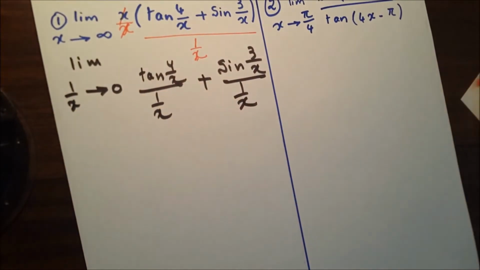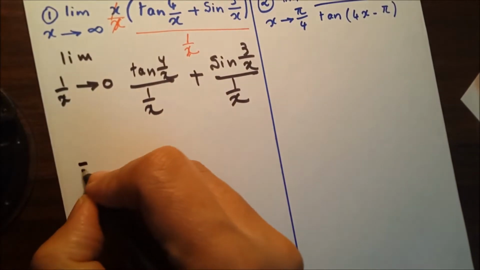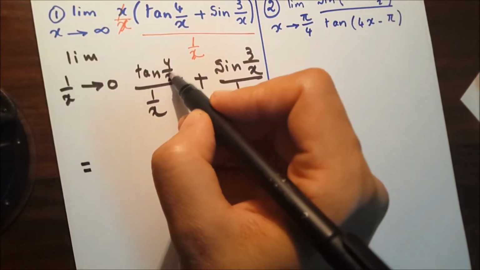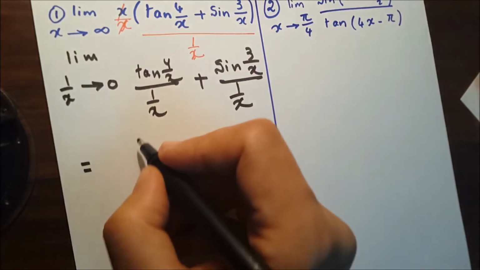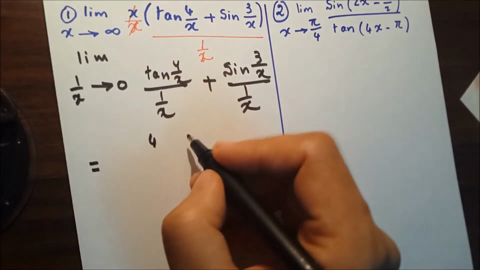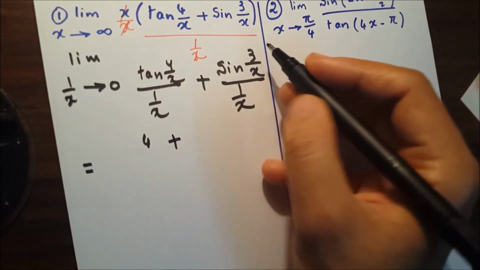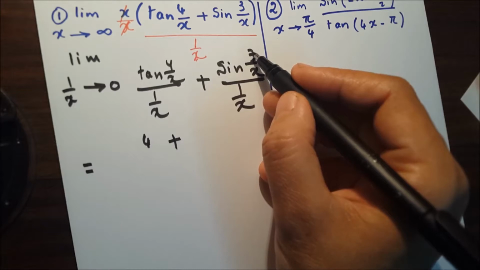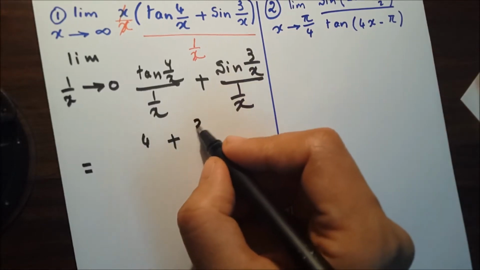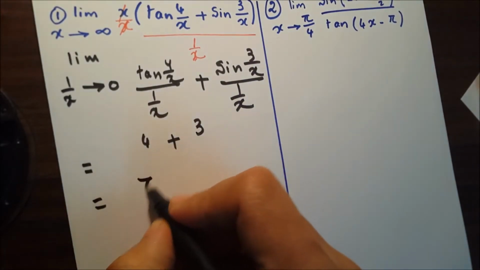So this is equal to coefficient of x for the numerator, coefficient of x up, which is 4. So 4, and here this is also applicable, and it's equal to coefficient of x up, which is 3, so plus 3. So it's 4 plus 3, which is 7.